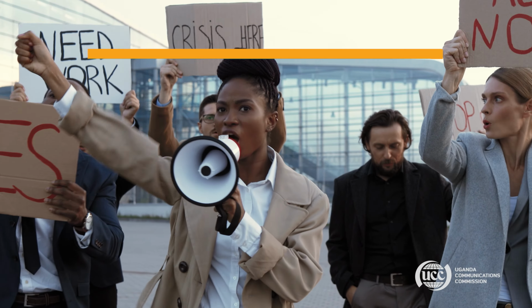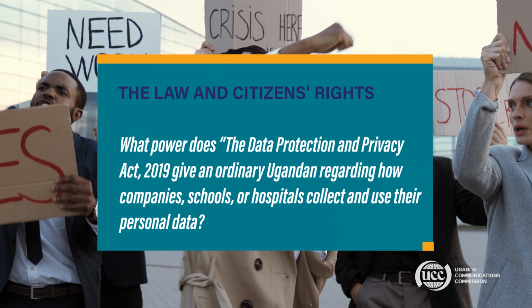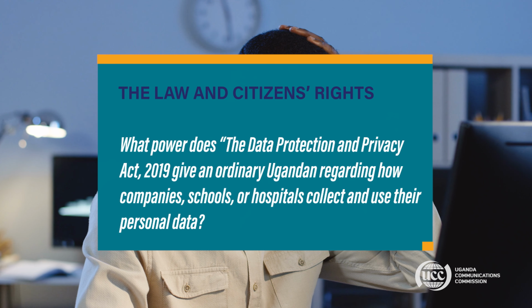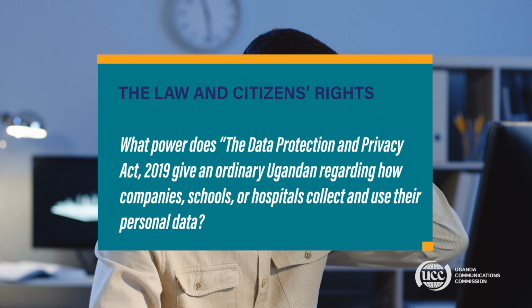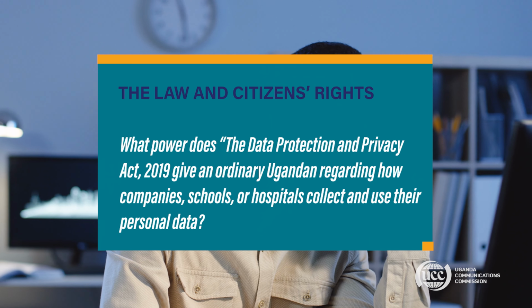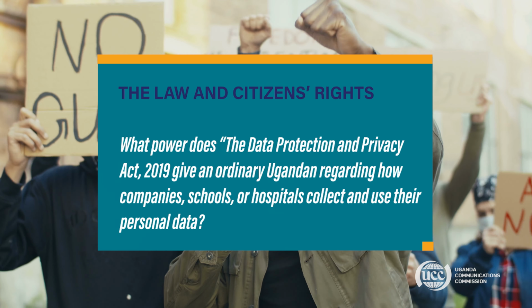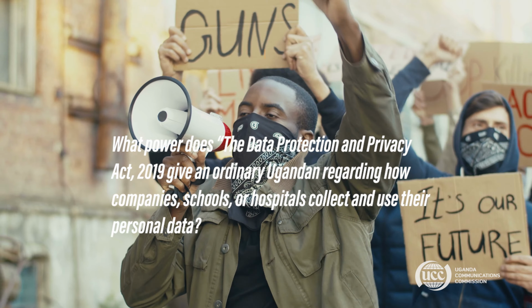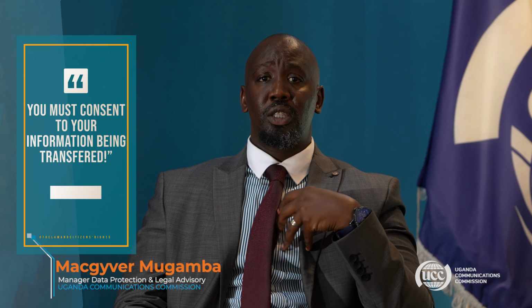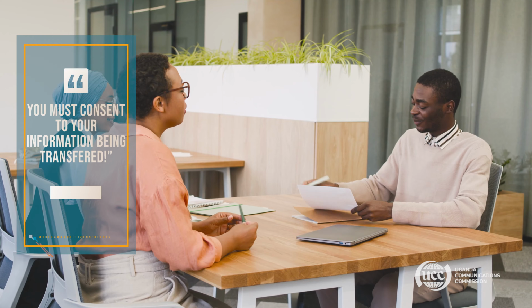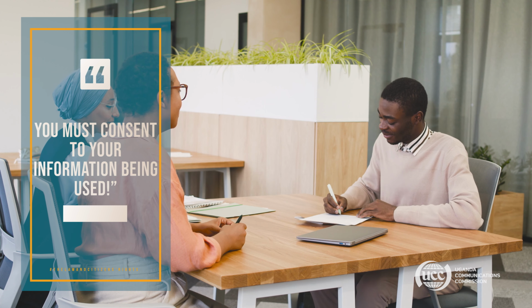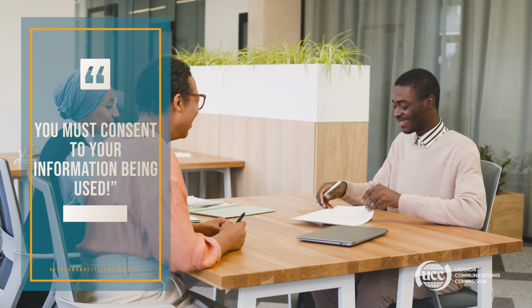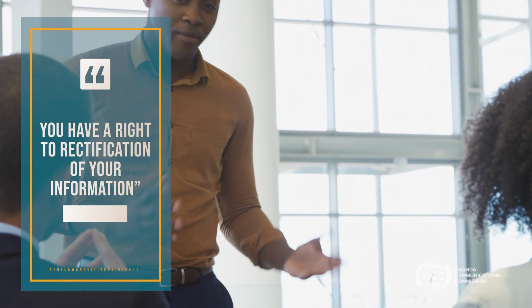When it comes to the law and citizens' rights, the Data Protection and Privacy Act 2019 exists. In simple terms, what power does this law give an ordinary Ugandan regarding how companies, schools, or hospitals collect and use their personal data? The power that this act gives you, I'll just give you three. One, you must consent to your information being transferred. You must consent to your information being used other than for its intended purpose. You have a right to rectification of that information.